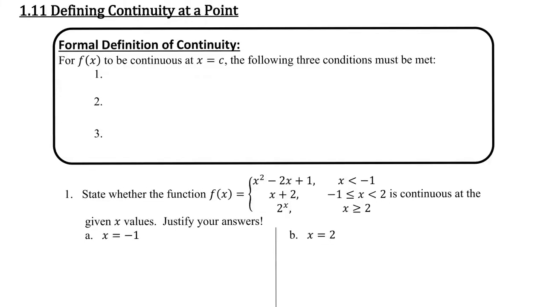In 1.11, we are defining continuity at a point. This is a formal definition. When you see a graph, you can normally just tell if it's continuous by looking at it. So I'm going to draw a random graph here, and maybe there's something like this.